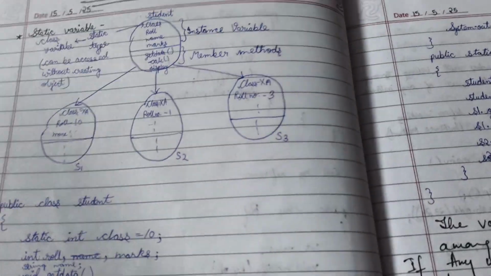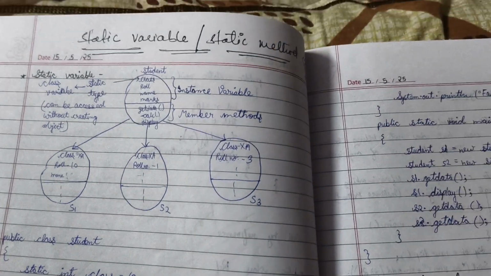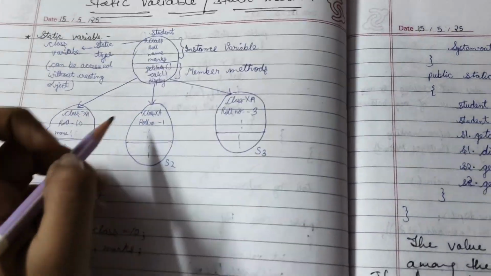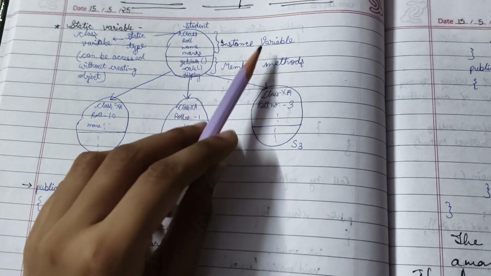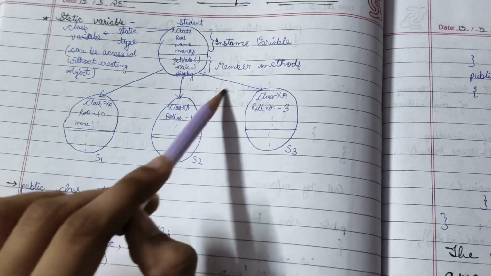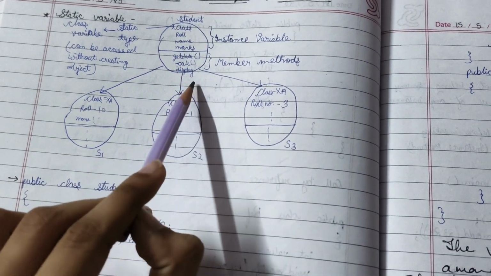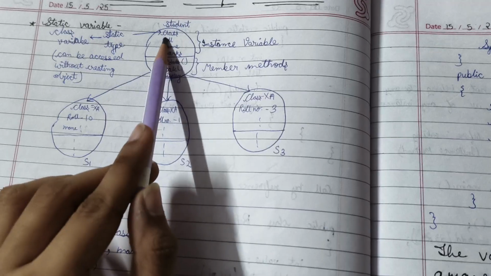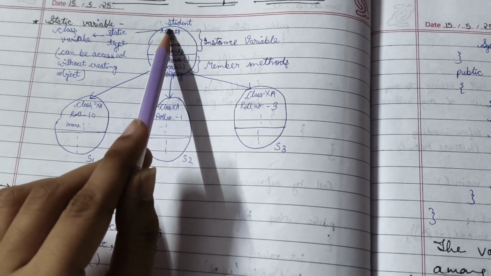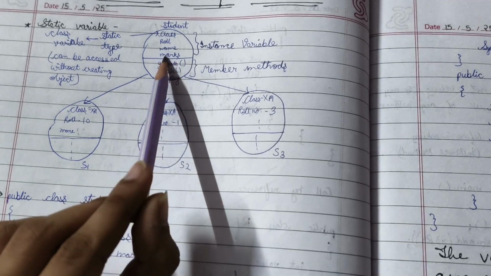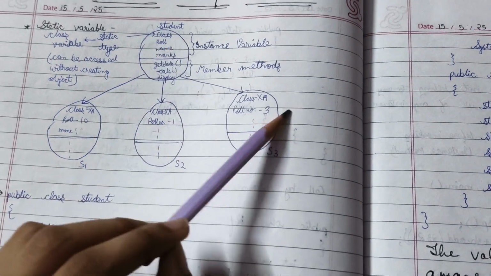Now, the last topic of this chapter is static and non-static methods, or static variables and static methods. Now see what static methods are. First of all, consider this example. This is the student class with instance variables and member methods, and each object will have its own values. The class of the student will be the same for all because it's class 10th. Roll number, names and marks must be different, but the class will be the same.